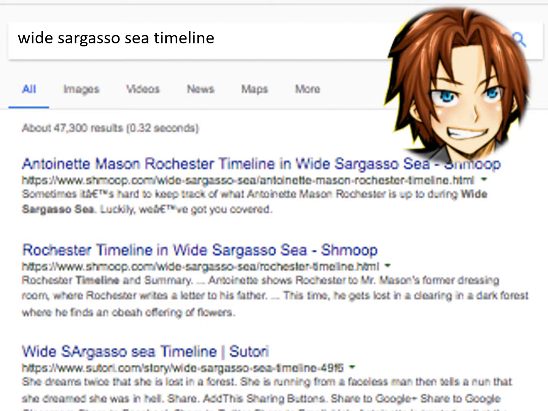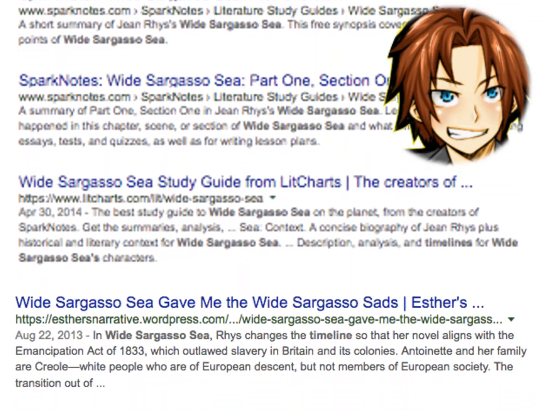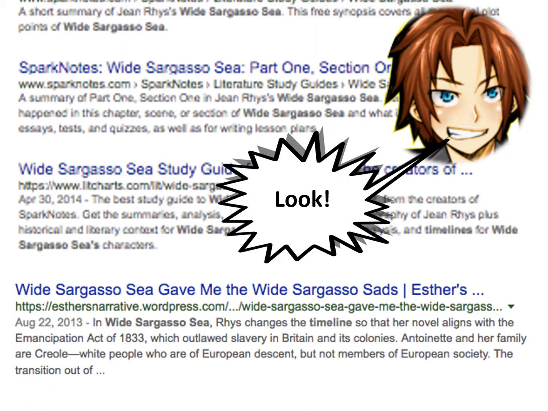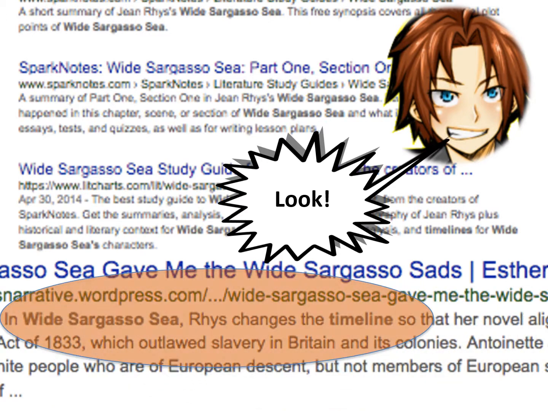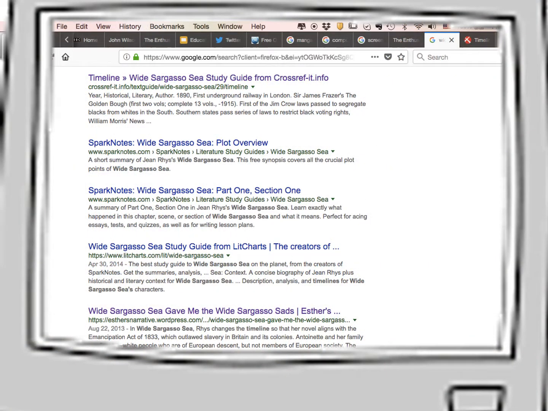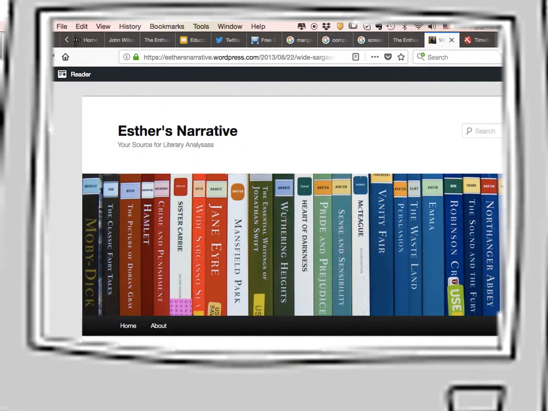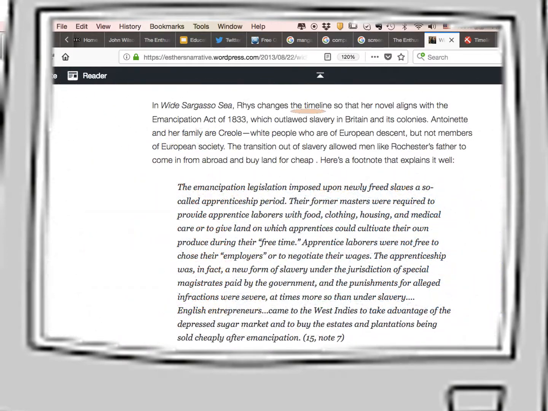By checking a similar timeline for Wide Sargasso Sea, actually noticing in one case, we're being told that the timeline has been changed from the timeline of Jane Eyre. And that really is what leads to the answer to all of this. Just take a look in a little bit more detail there. There's something called Esther's narrative. Of course, when they're doing their actual research for their papers, they'll be looking at academic papers, but for the sake of getting basic background information, going to websites like this is very helpful.